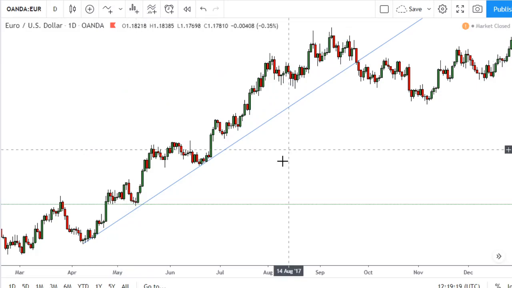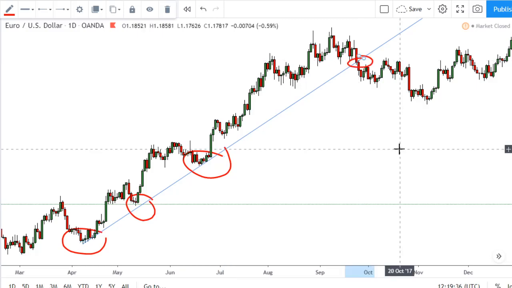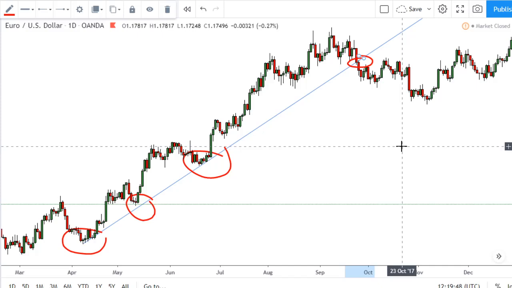Okay, so you can see point one, second touch, third touch, and then here we had a break of the trend line. What does a break represent? It means that the trend is probably going to change.